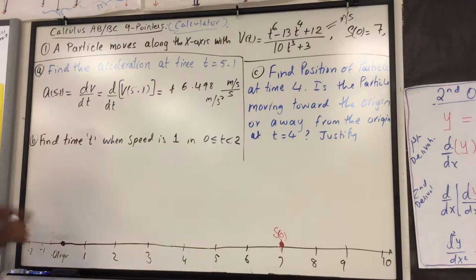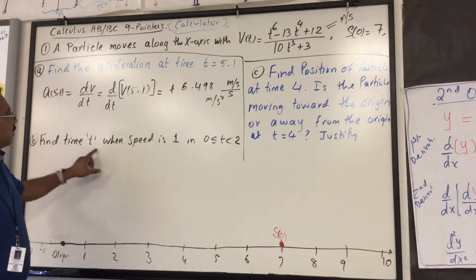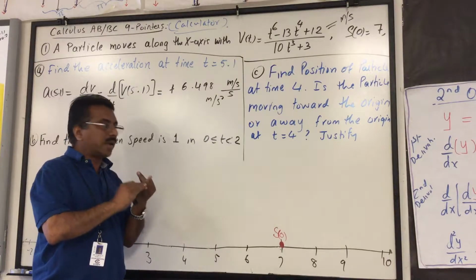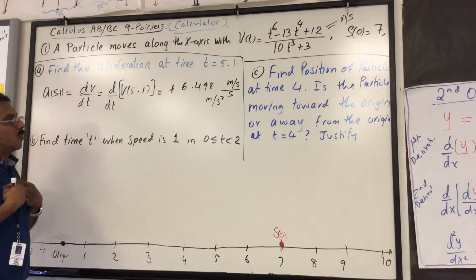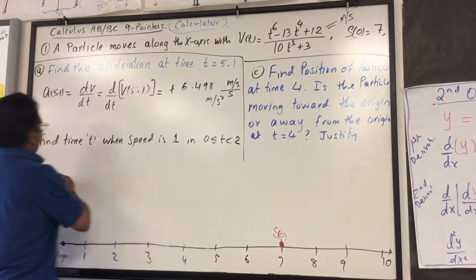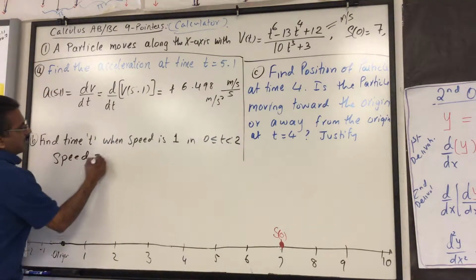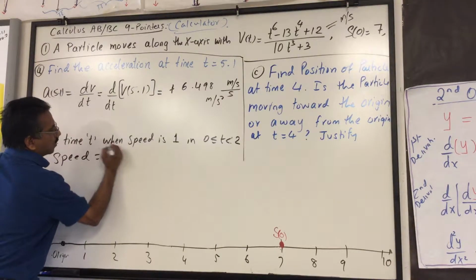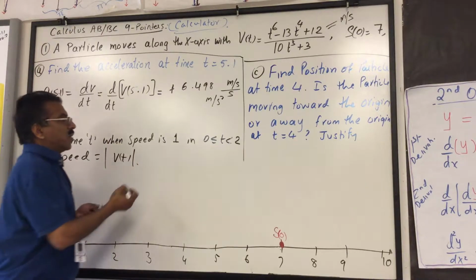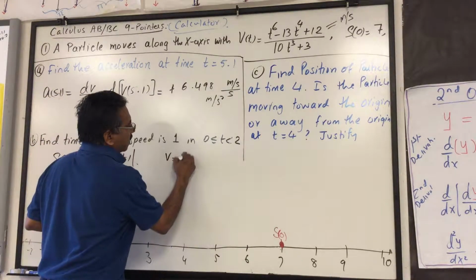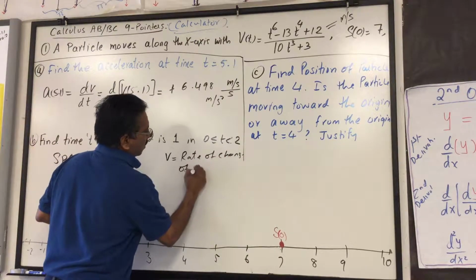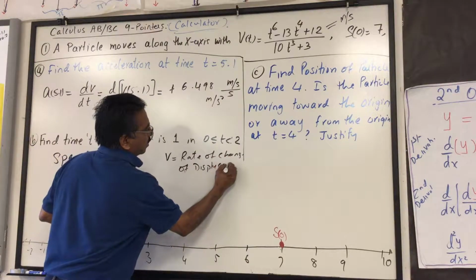Let's go to the second question. Find the time t when the speed is 1, from 0 to 2. So within the first 2 seconds, we need to know what the speed is. Speed, by definition, is nothing but the absolute value of the velocity. And velocity is nothing but the rate of change of displacement.